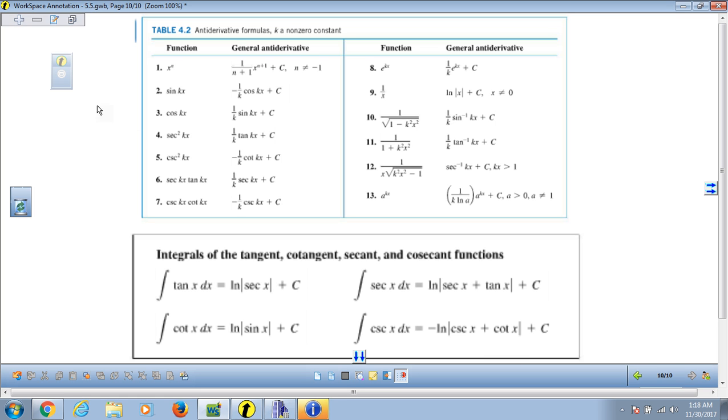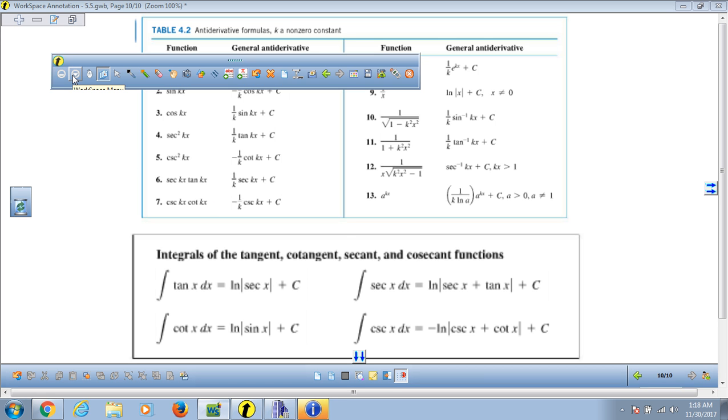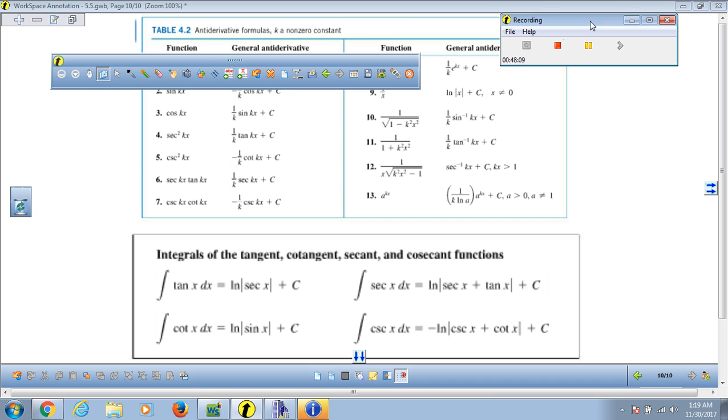Okay, and that pretty much concludes this section. So this was section 5.5. I repeat again, indefinite integrals by using the substitution rule, and so this is it.